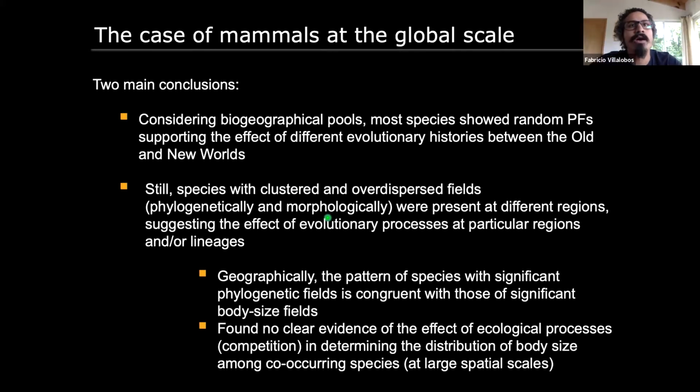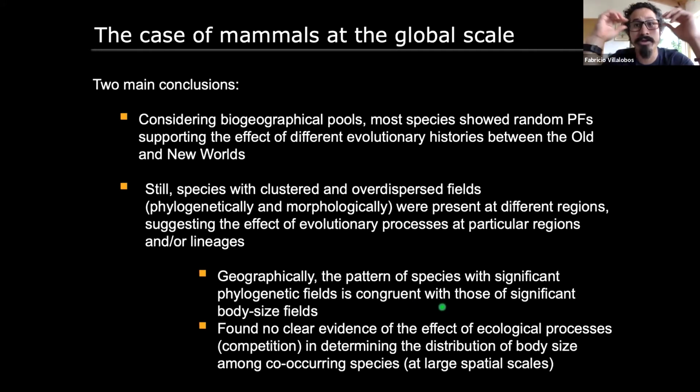And also, we looked at significantly clustered phylogenetic fields and overdispersed phylogenetic fields, looking at phylogeny, but also looking at body size. The clustered ones and the overdispersed ones were present in different regions, which suggests that the effect of evolutionary processes is different in those particular regions. And we can pinpoint some regions that are more interesting to study, right?